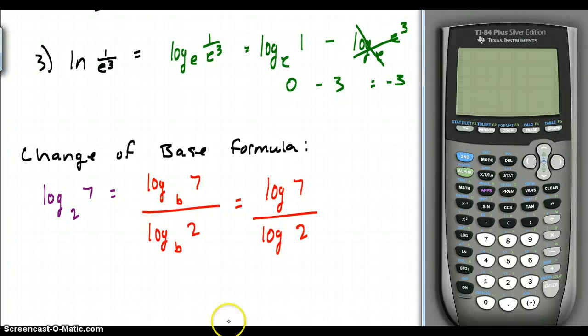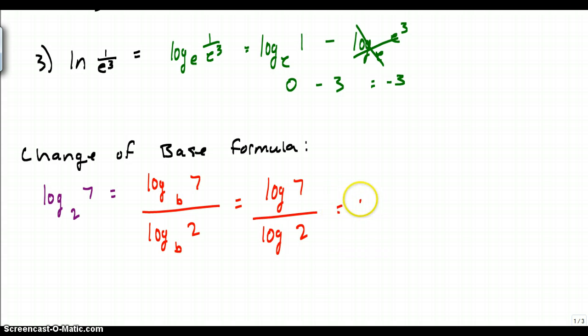So if I plug this into my calculator, I get log 7 over log 2, hit enter, and my answer is 2.81. We'll round to 2 decimal places. So 2.81 is my answer.